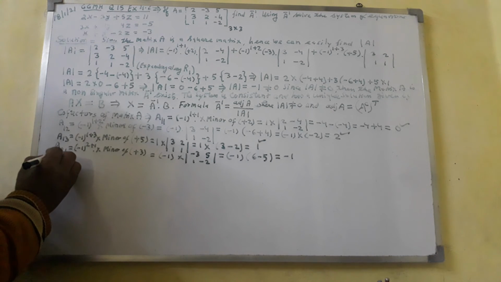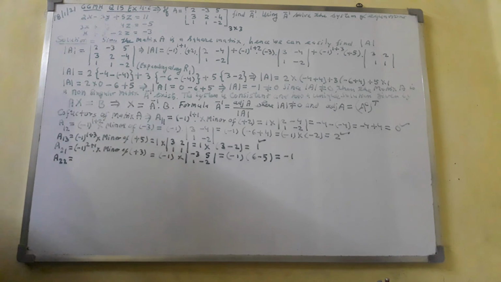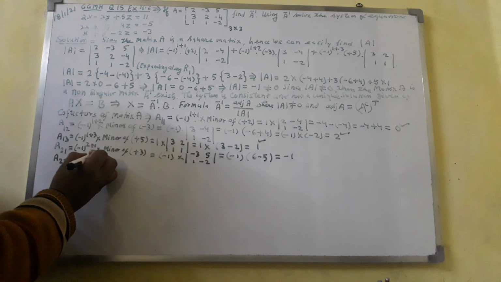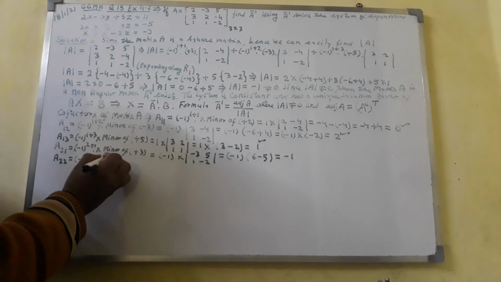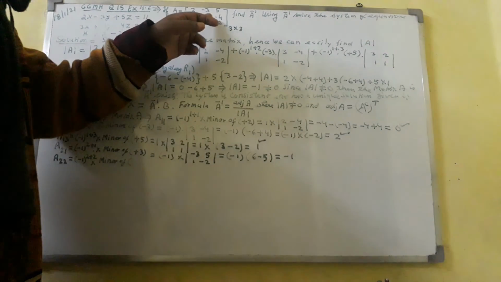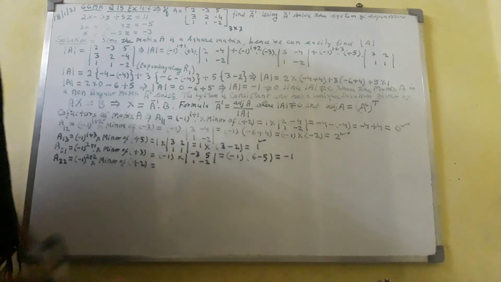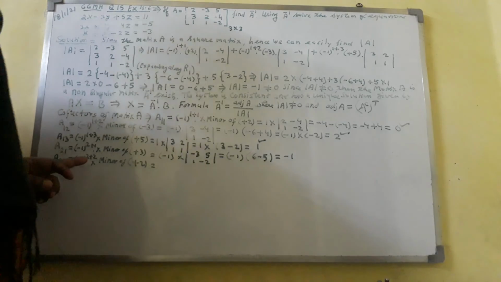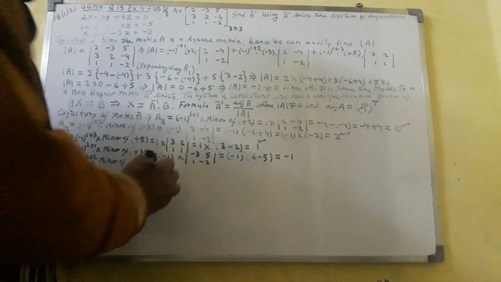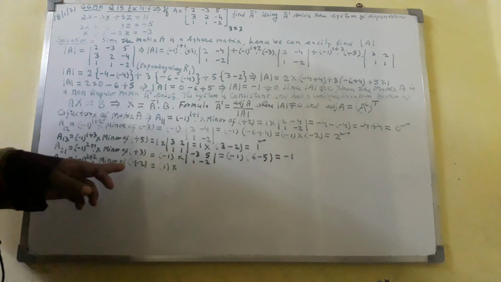Now again, A₂₂. So here I shall write minus 1 raised to power 2 plus 2 into minor of plus 2. So here I write plus 2. Here you can see minus 1 raised to power 2 plus 2 comes out to 4. Minus 1 raised to power 4 comes out to 1. So here I write 1 into minor of plus 2.